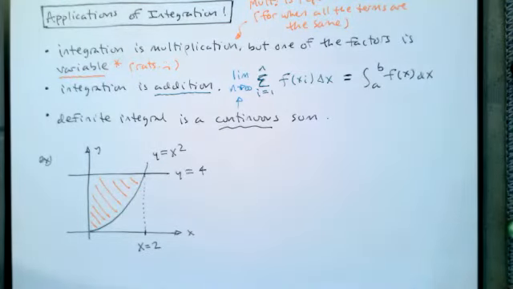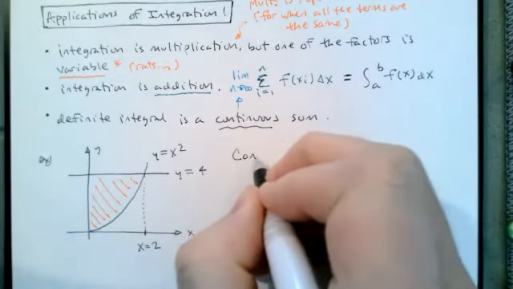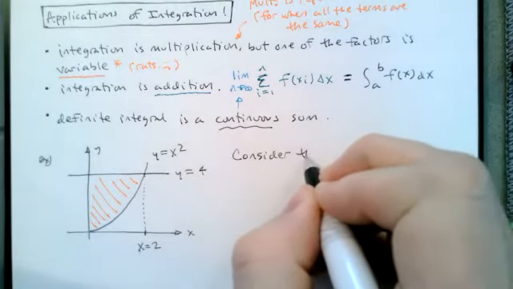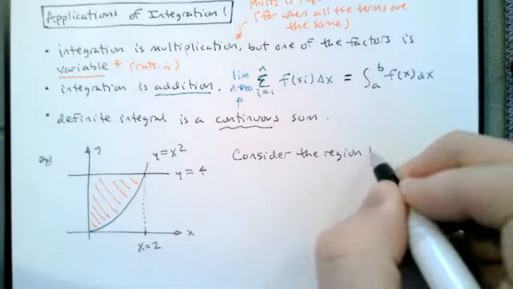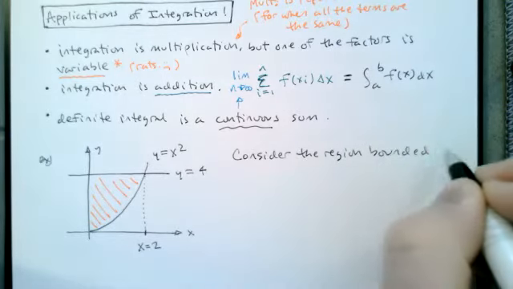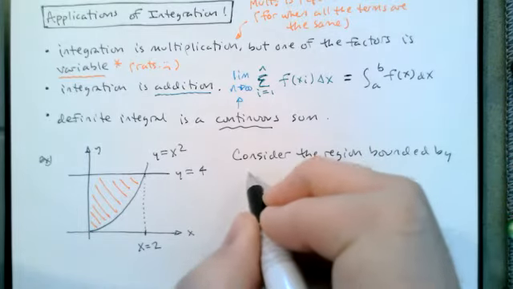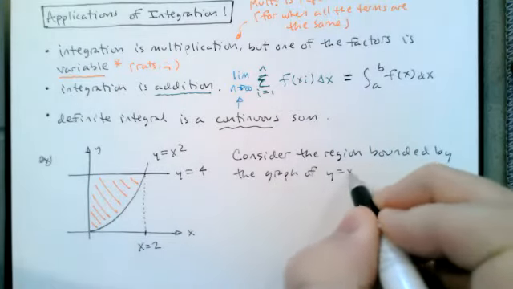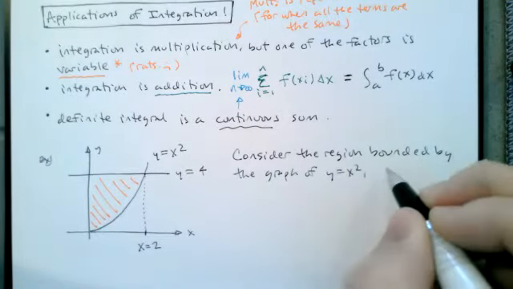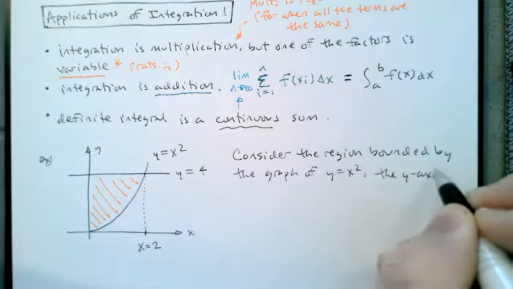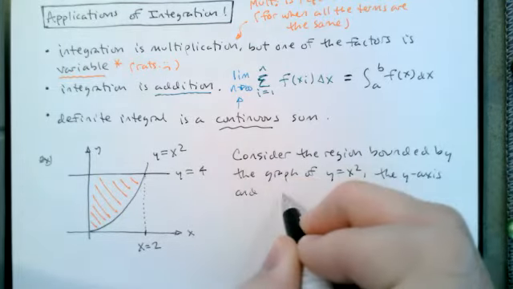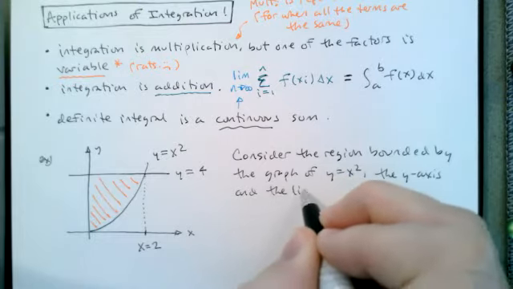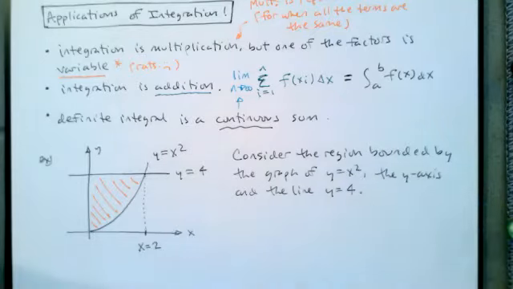Let's consider the region bounded by the graph of y equals x squared, the y-axis, and the line y equals 4. So we want that orange shaded area.